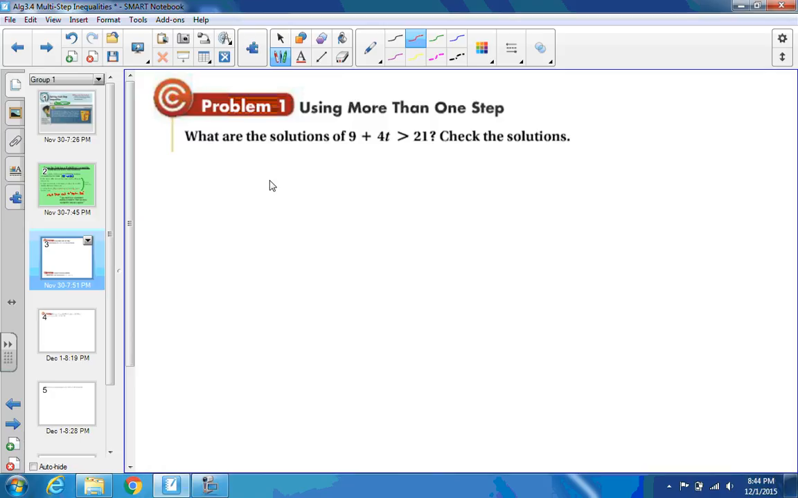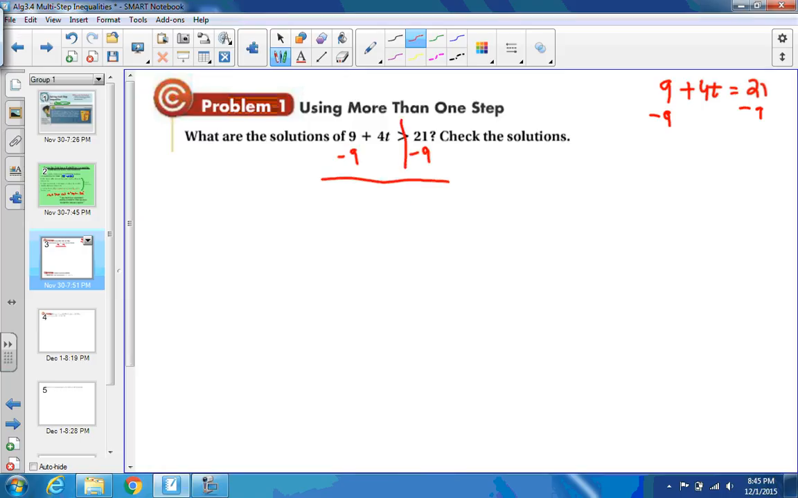So, problem 1 uses more than one step. What are the solutions to this? Now imagine it being like an equation. I'll write an equation up here: 9 plus 4t equals 21. For that, we're trying to solve for t, so we have to isolate the variable. There are no like terms on either side, no distributing, and not even variables on both sides, so we can just skip to getting rid of the constant term. If it was an equation up here, we'd subtract 9 from both sides to get rid of that constant term. We're going to do the same thing here. We're going to subtract 9 from each side.